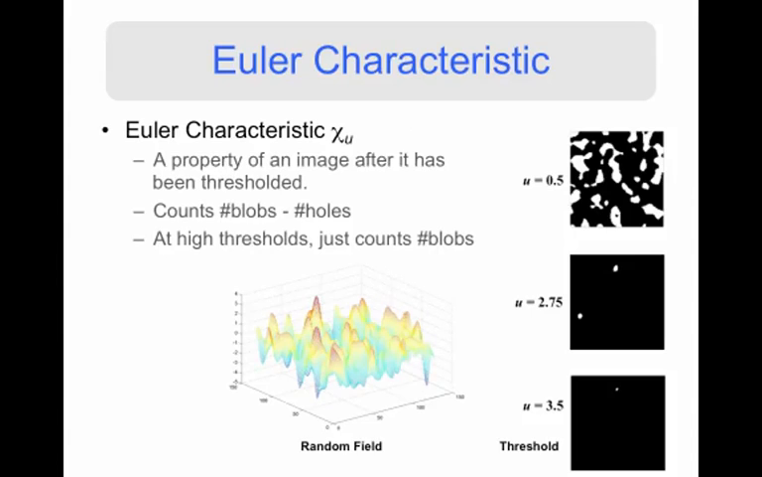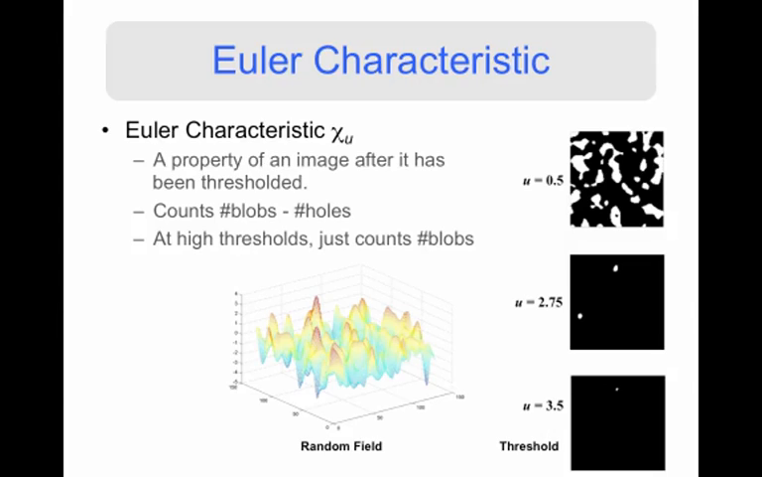One of the things that we're interested in about this random field is something called the Euler characteristic. The Euler characteristic is a property of an image after it's been thresholded, after we've binarized it and given it values 1 if it's above a threshold and 0 if it's below a threshold. What the Euler characteristic does is it basically counts, a little non-technically, the number of blobs minus the number of holes. And at high thresholds it just counts the number of blobs in the thresholded image.